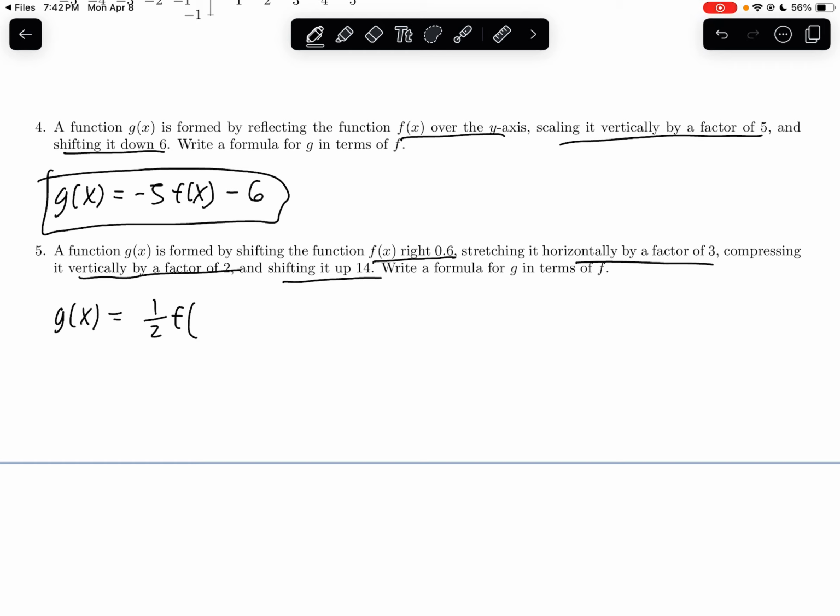So this would be stretching it horizontally by a factor of 3, so you have to multiply the inputs by 1/3. And then this is x minus 0.6, which is the shift right by 0.6. And then you shift it up by 14, so you add 14 on the end.